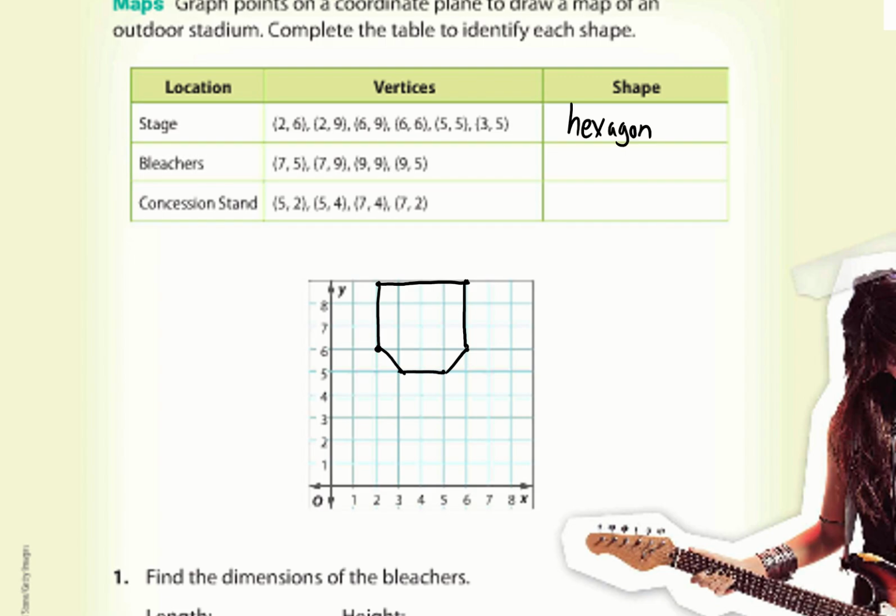And then the bleachers, we have (7, 5), (7, 9), (9, 9), and (9, 5). And this is going to be our bleachers, and that's going to be a rectangle. The last one, we have the concession stand, (5, 2), (5, 4), (7, 4), and (7, 2). And the concession stand is going to be a square.